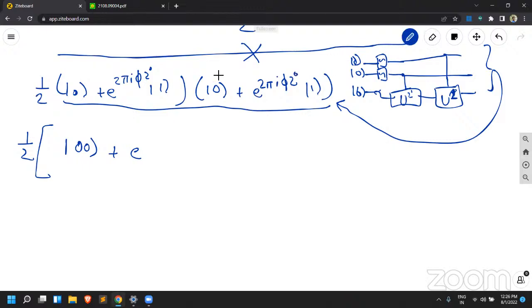This will be 0, this will be 1. Really sorry, got confused. Okay, so what we are going to get is 0, 0 and 0, 1, which has a coefficient e to the power 2 pi iota phi times 2 to the power 1, which is 2, and 0, 1. Also, we are going to get 1, 0, which will have the coefficient as e to the power 2 pi iota phi times 2 to the power 0.